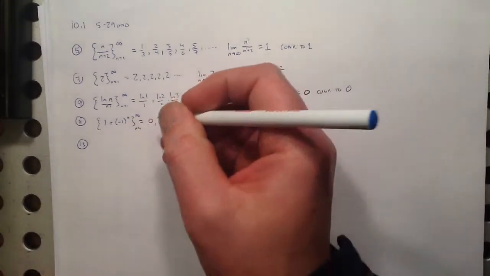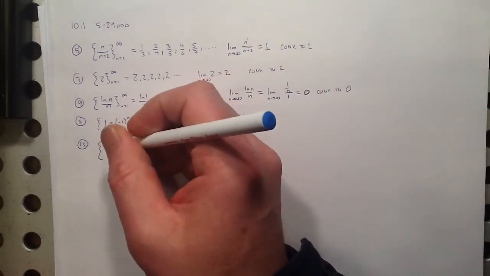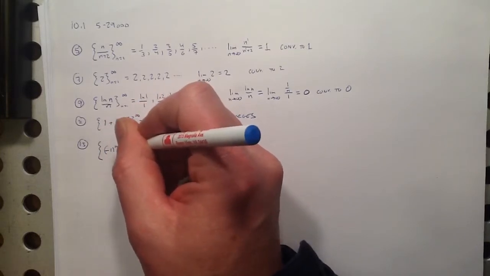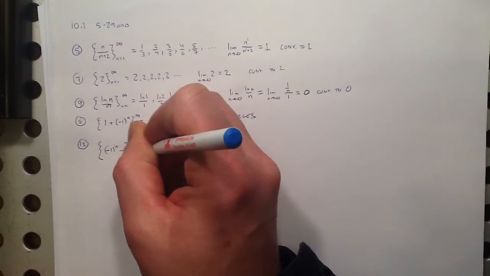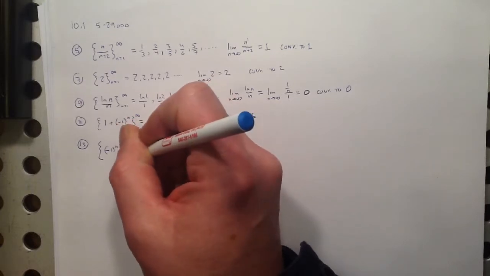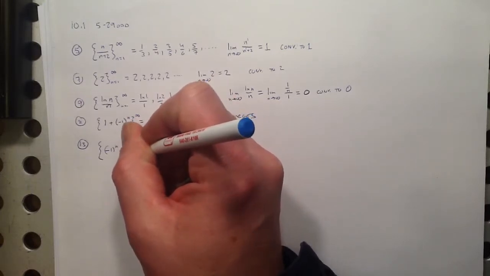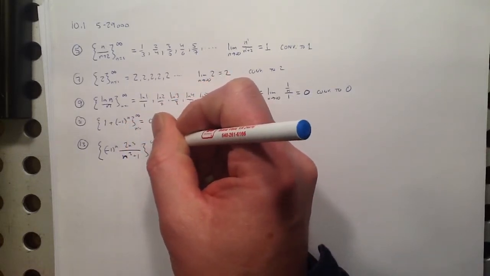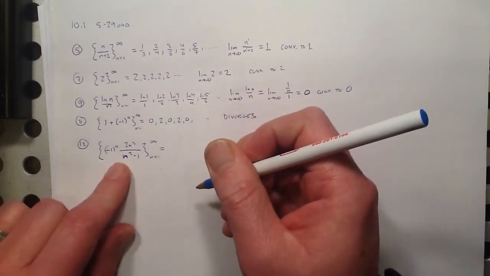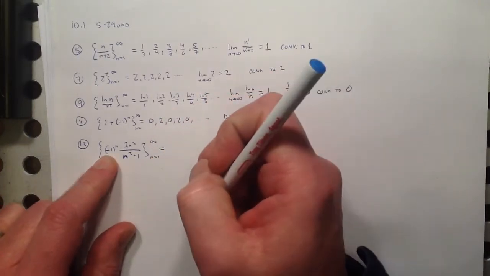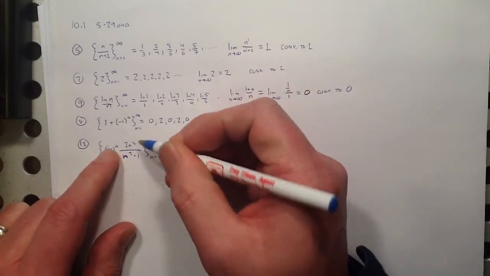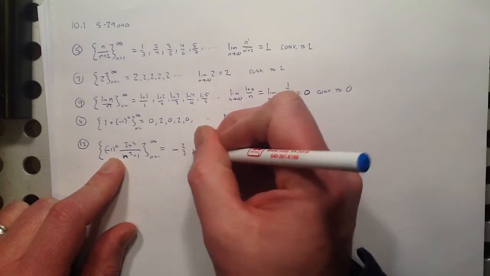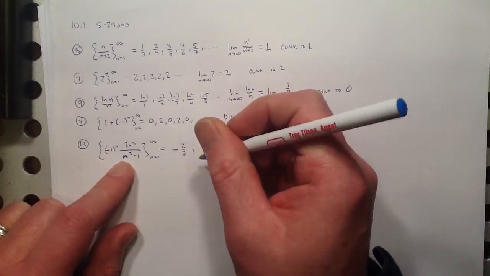Number 13, we have a sign flipper, and we have 2n cubed over n cubed plus 1 from n equals 1 to infinity. So let's see, when I plug in 1, that's odd, so it's going to be negative, and then 2 over 2, and then the next term will be positive because they're alternating.